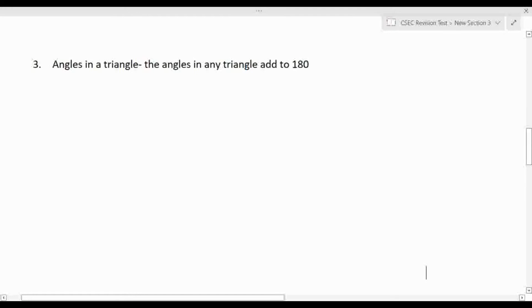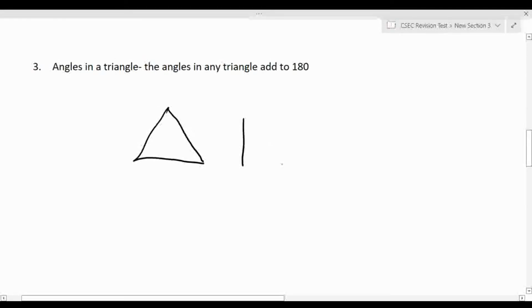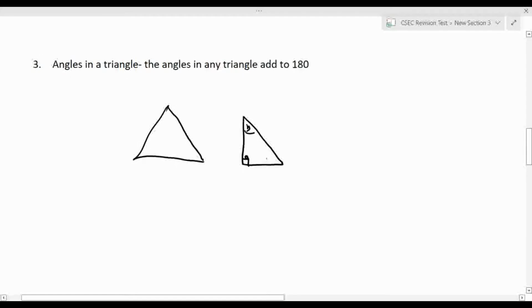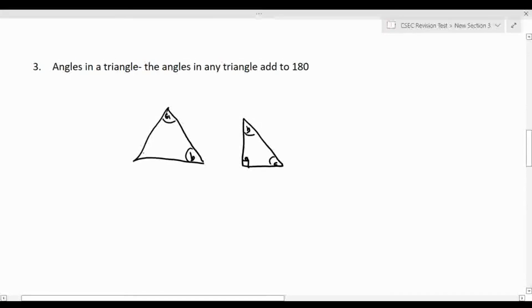A third is angles in a triangle. The angles in any triangle will add up to 180 degrees. Whether we have a triangle shaped like this, or a triangle shaped like this, and we shall draw some other triangles as we go. This is our A, this is our B, this is our C. Then A plus B plus C is equal to 180 degrees.